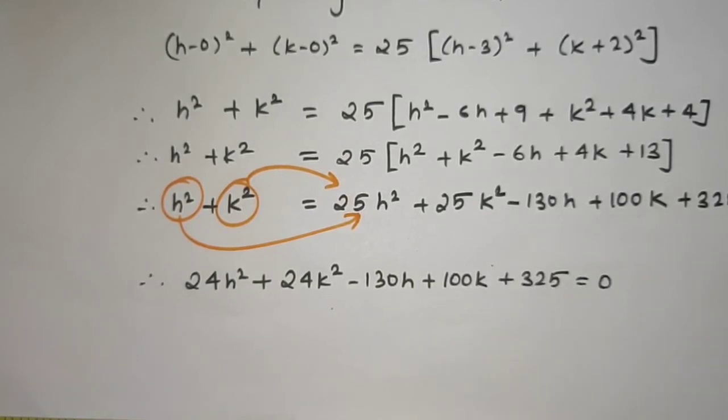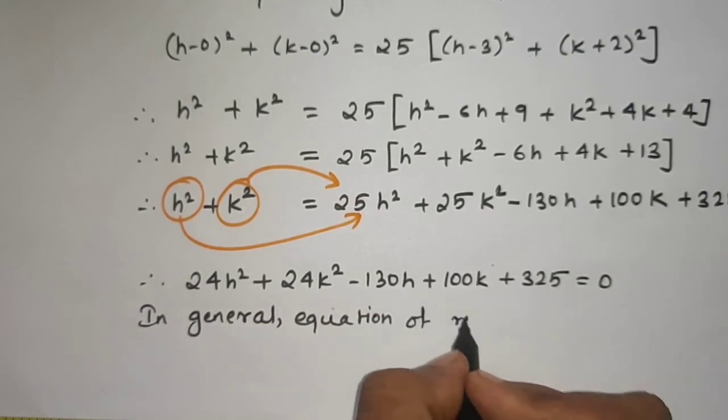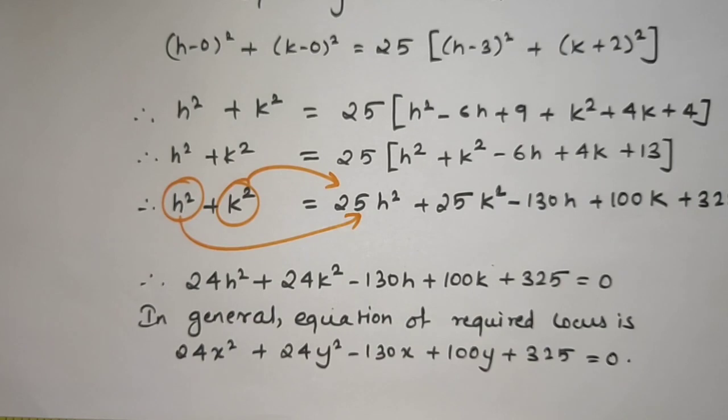We have a simplified geometrical condition here, guys. Again, in this equation, there are no extra variables. That is, there are no variables other than h and k. So we don't have to use the third step. So moving to the final step. The final step is to generalize the equation. So we'll write, in general, equation of the required locus is 24x square plus 24y square minus 130x plus 100y plus 325 equal to 0. So you see, that was easy.